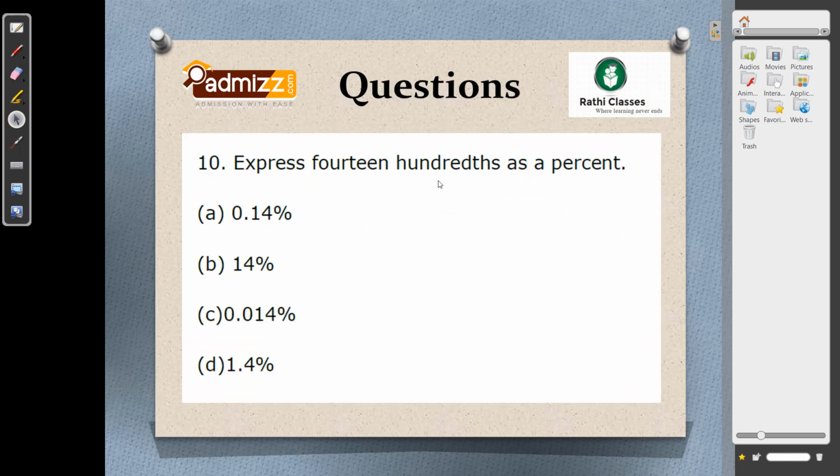Express 14/100 as a percent. So the answer would be very simple. It is 14 by 100 as a percent. So what you will do is into 100. The option is very clear. Answer is B. So these are the questions that take less than even 10 seconds to solve.